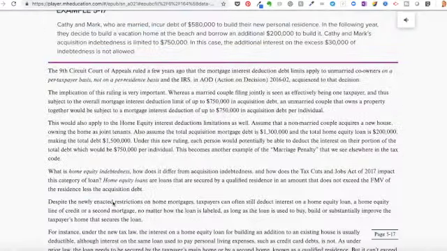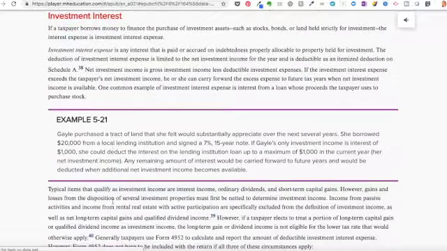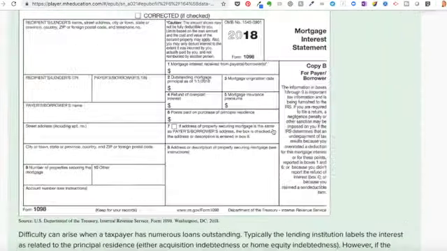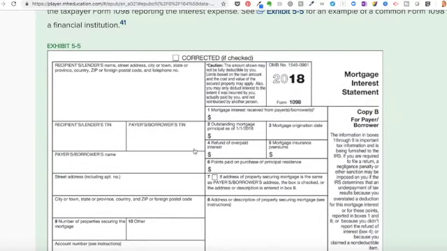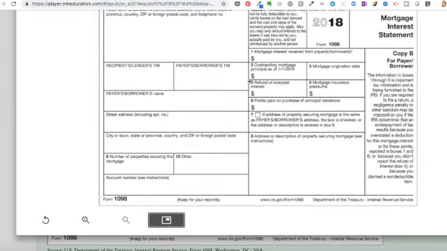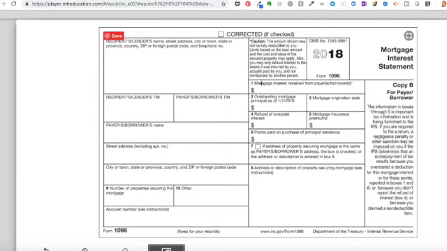Now you can see the Form 1098 here. This is what a mortgage interest statement looks like. It will have the lender's information, it will have the borrower's information, and it's this total amount in box 1 that you report on Schedule A. This other information may be necessary for other calculations.